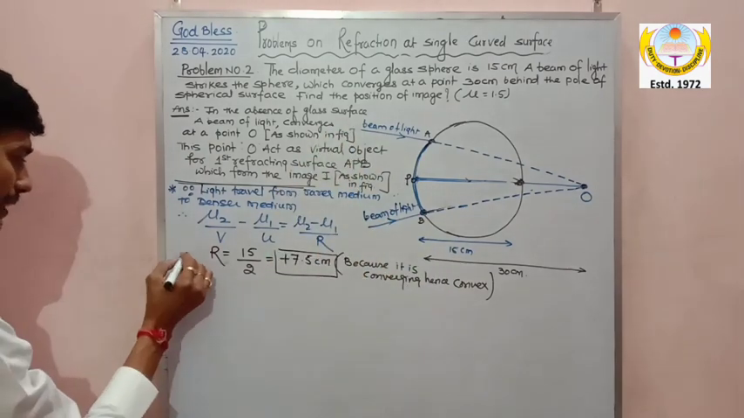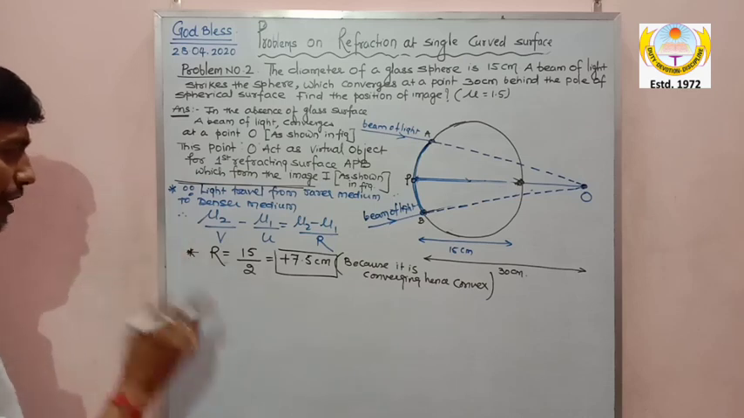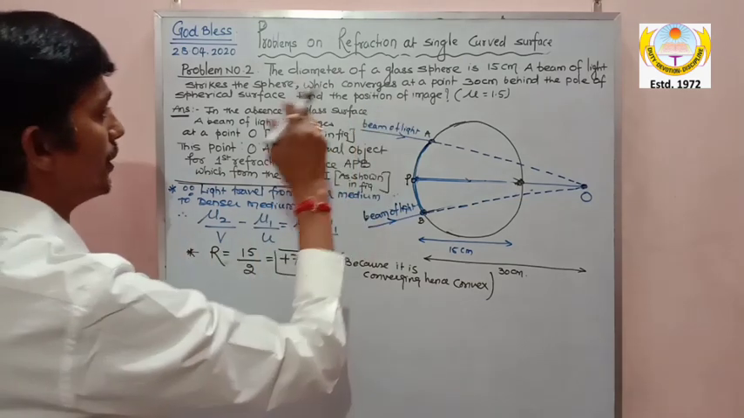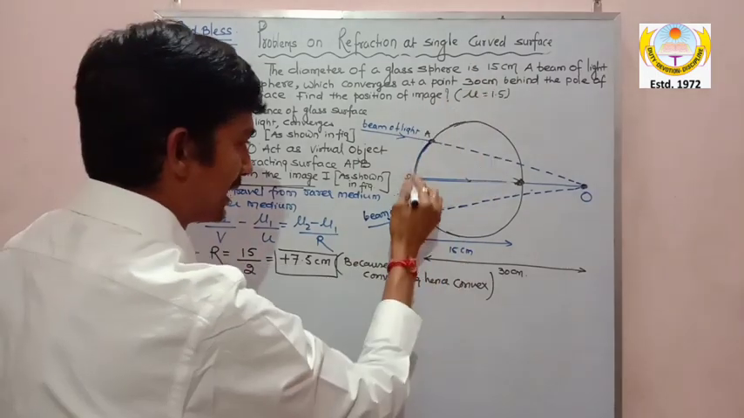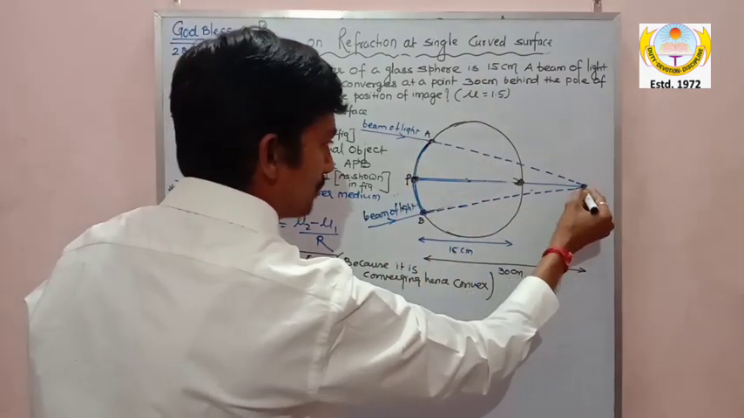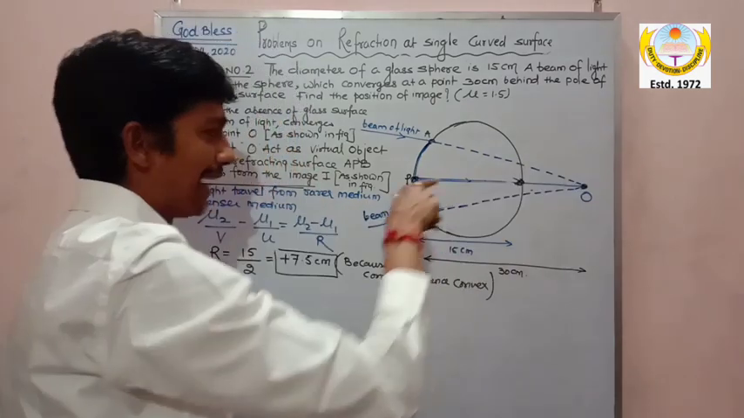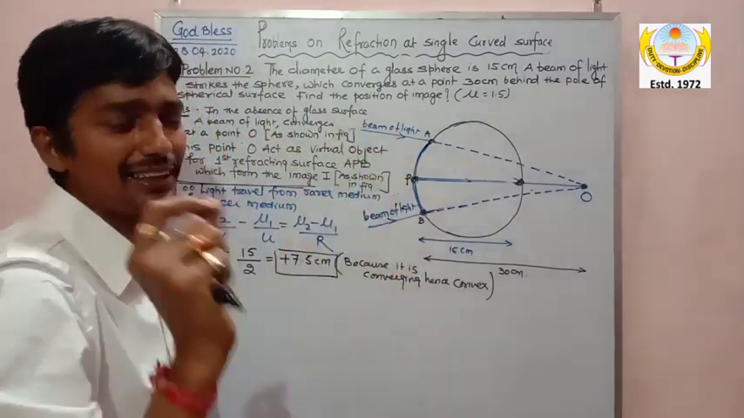Now next is the very important concept, the sign form. What is the value of U, which converges at a point 30 centimeter behind the pole? You can see here is the pole and here is the object. Now my dear, again, generally in all questions, this is very important.